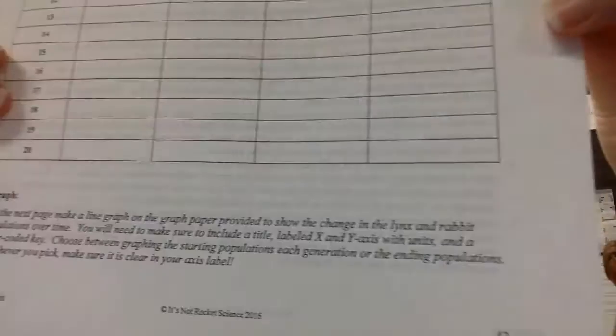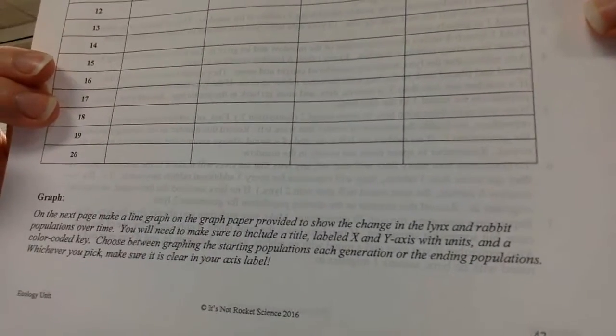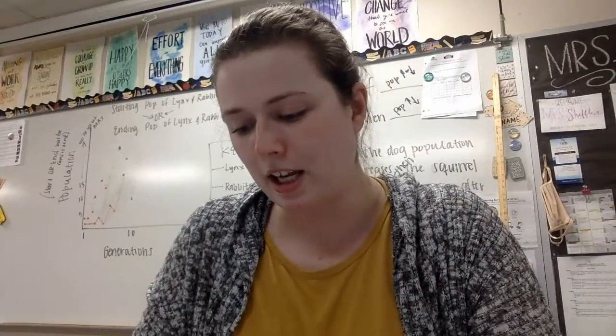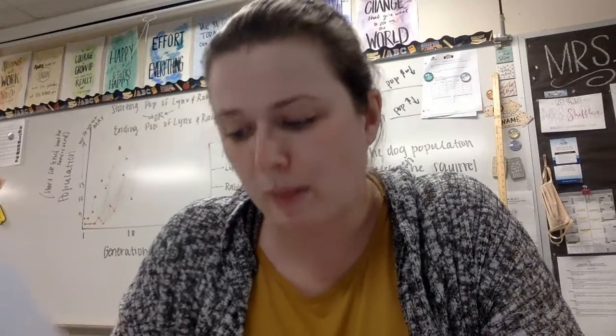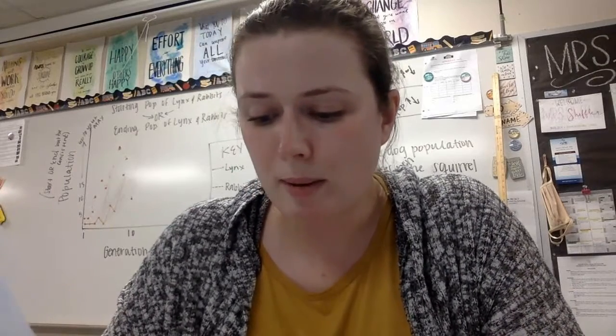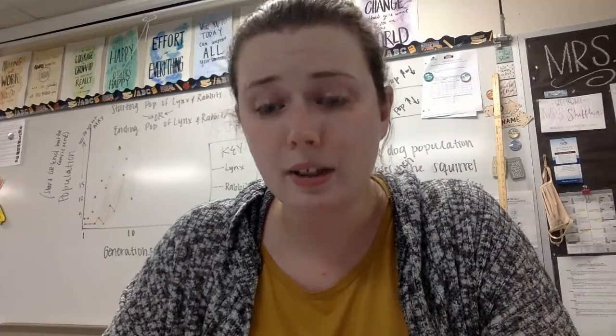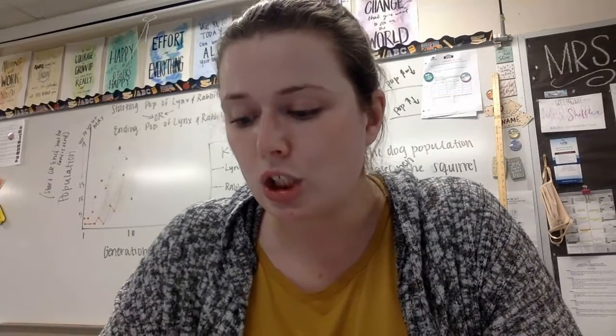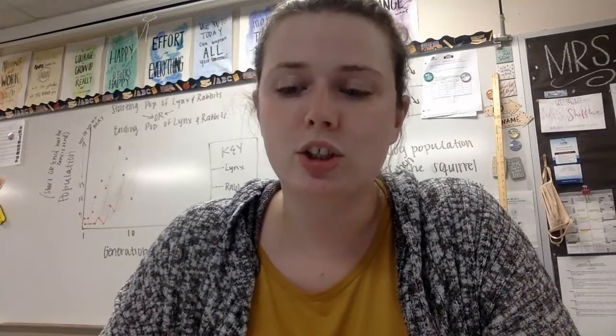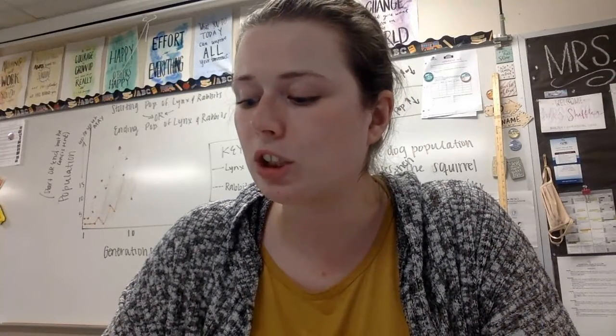The other thing for this, so if you read at the bottom of this where it says graph, on the next page, make a line graph on the graph paper provided, show the changes in the lynx and rabbit population over time. You will need to make sure to include a title, label your X and Y axis with units, and a color-coded key. Choose between graphing the starting populations of each generation or the ending population. So you get to choose which one you want to do.